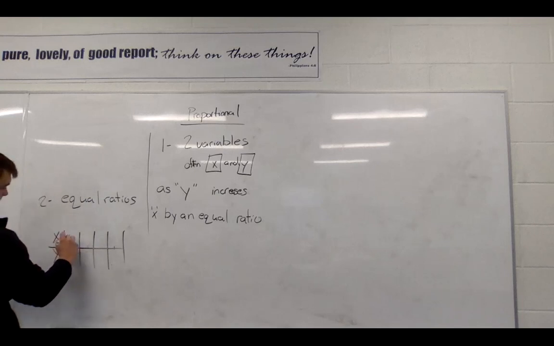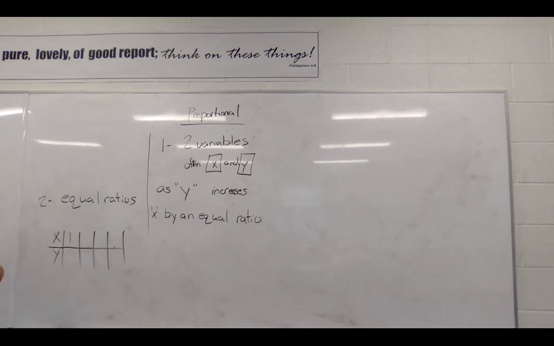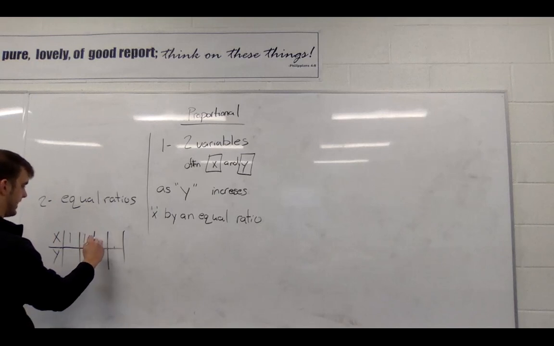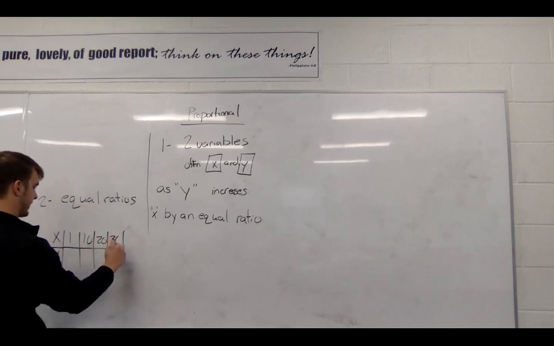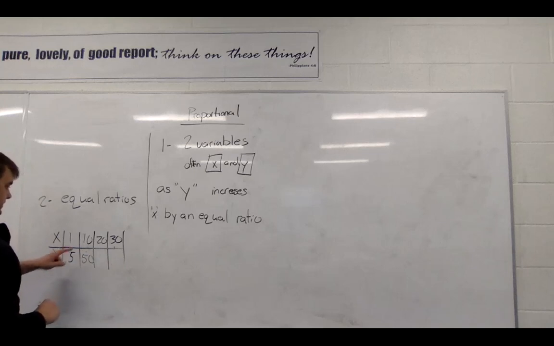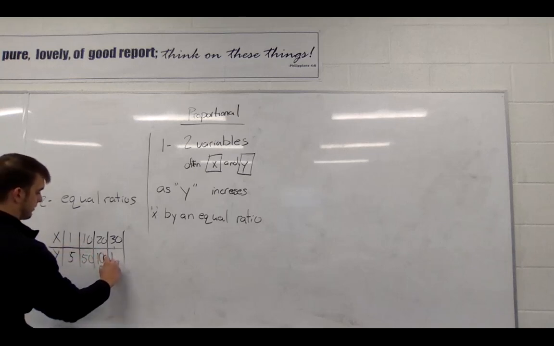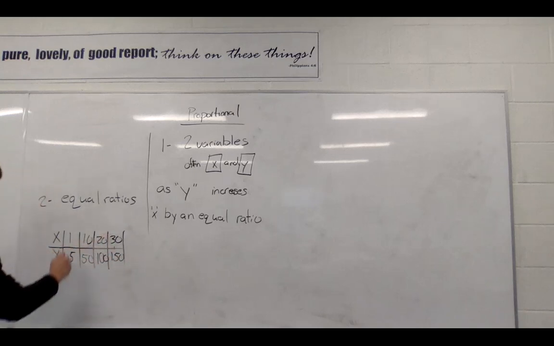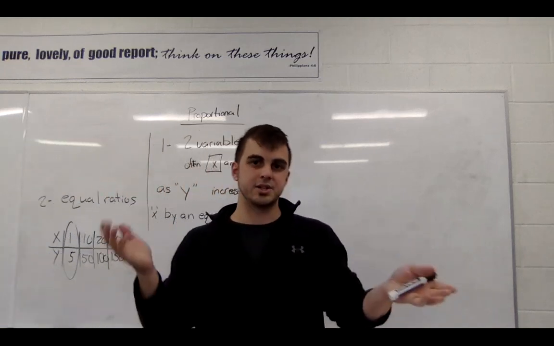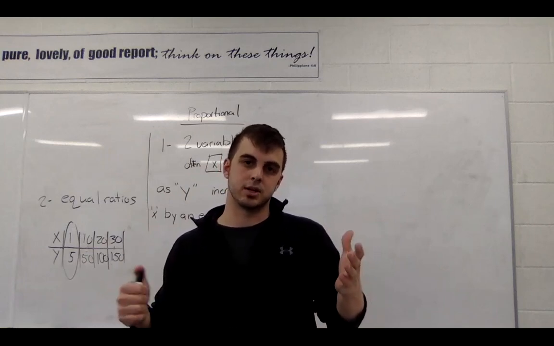So if I take 1 and I take it to the 10th, if I go 1, 10, another 10, 20, 30, and this is 5, what are the bottom numbers here? They all have to reduce down to 1/5. So 1 times 10 equals, then you need to do 5 times 10, which is 50. 5 times 20, 100. 5 times 30, 150. If you reduce all of these back down, they all reduce back down to 1/5. So that's what it means by equal ratios there. Whatever the relationship is between the two numbers, it needs to increase by the same amount.